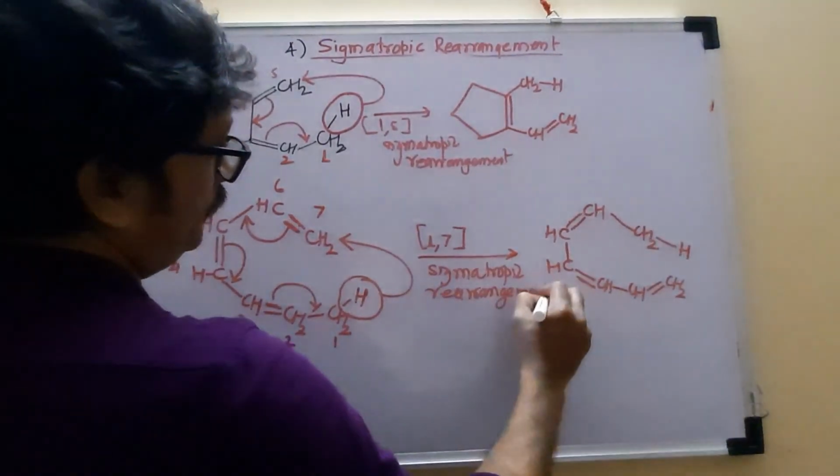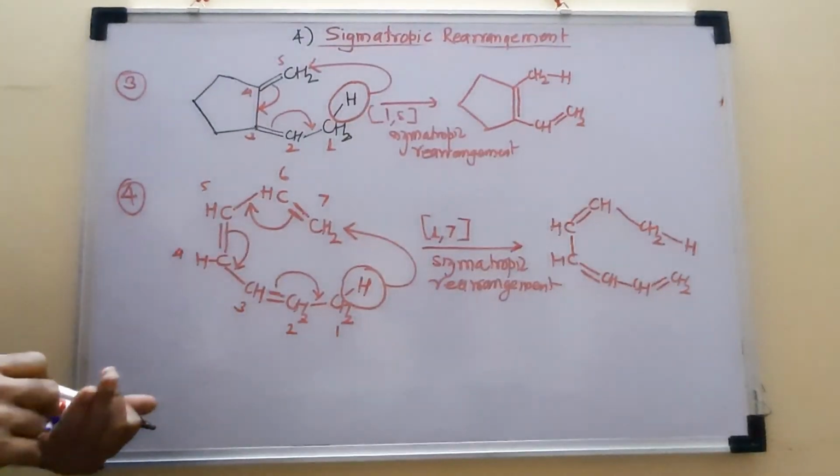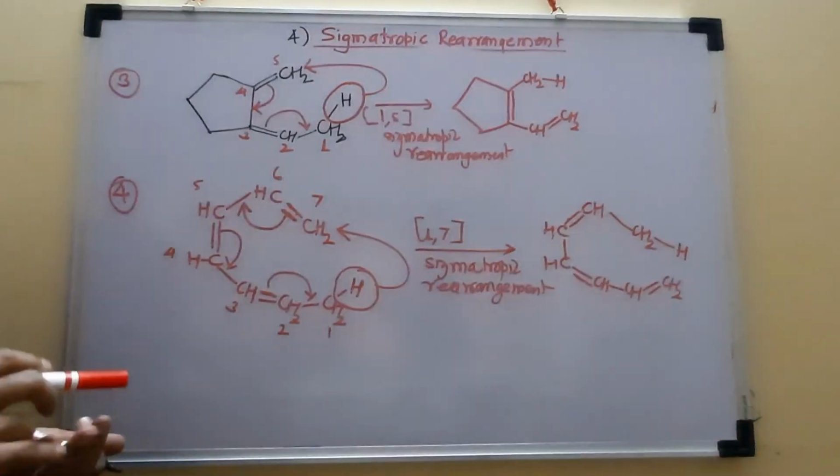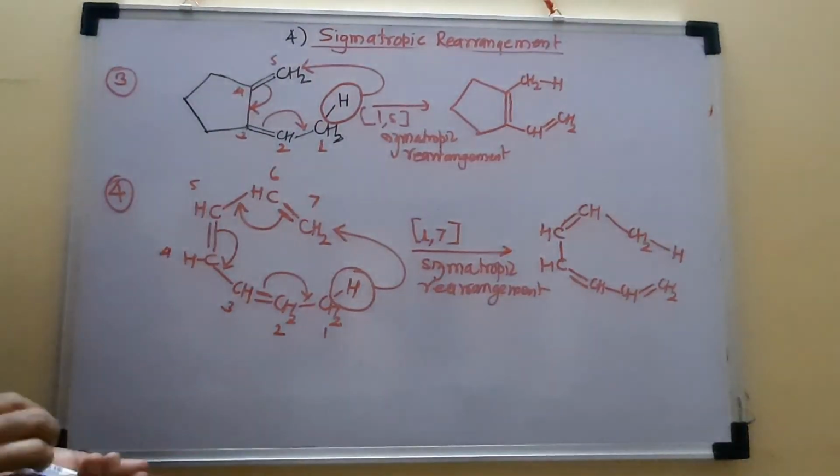So in this way we have studied 1,3 sigma-tropic rearrangement, 1,5 sigma-tropic rearrangement, and 1,7 sigma-tropic rearrangement. Here we consider only hydrogen, not any other group.